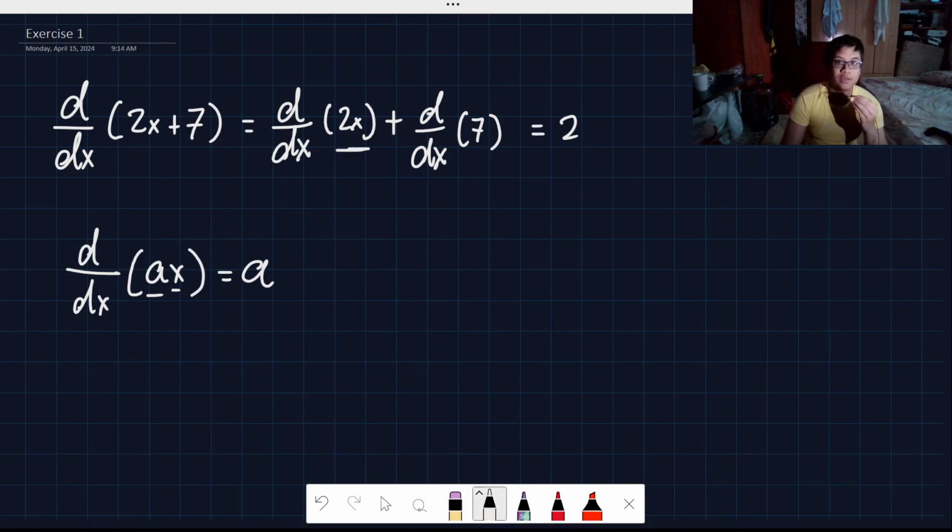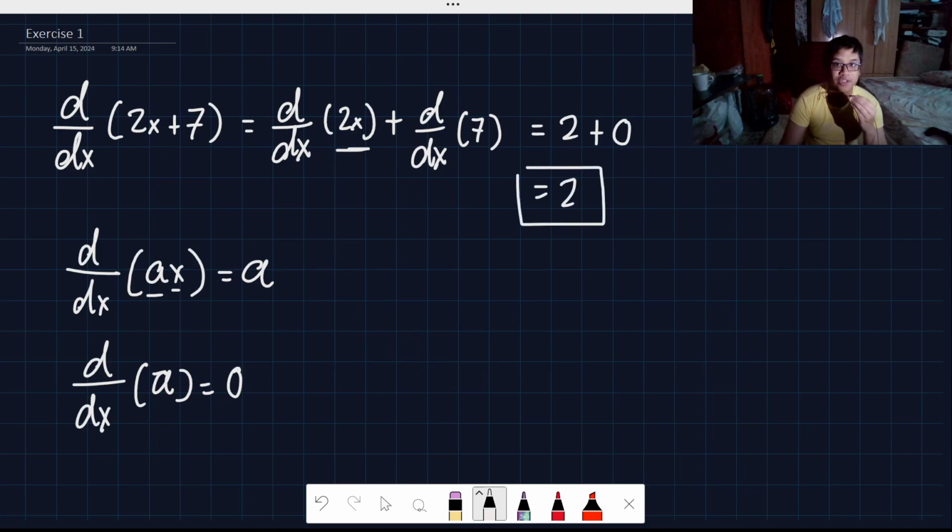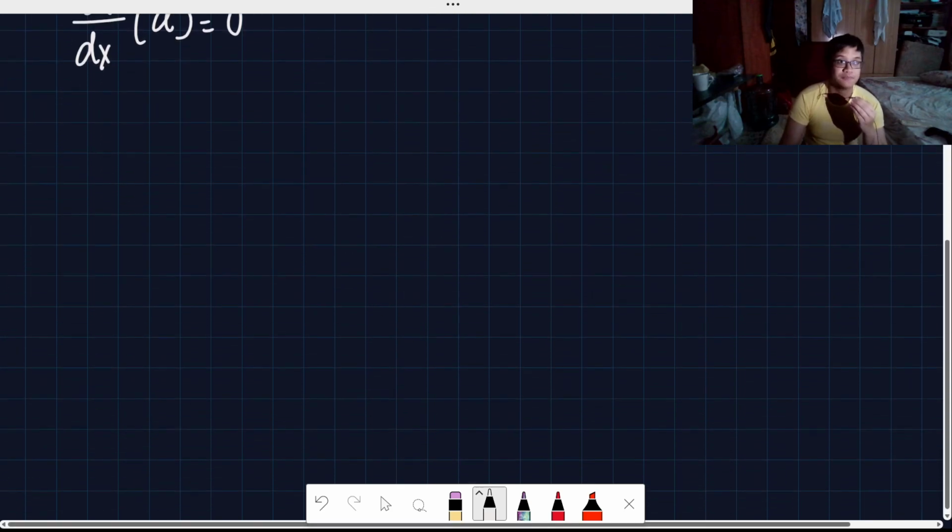Now, how about the 7? 7 is a constant term. So we will apply the constant rule of differentiation, where if you get the derivative of a constant term, the answer would be 0. Hence, the derivative of 7 is 0 because it is a constant term. So to simplify, you will have 2 as your final answer. The derivative of 2x plus 7 is simply 2. Okay, so that's our first problem. Let's proceed to the next problem.